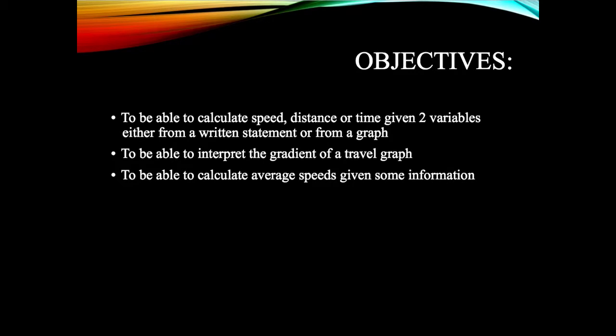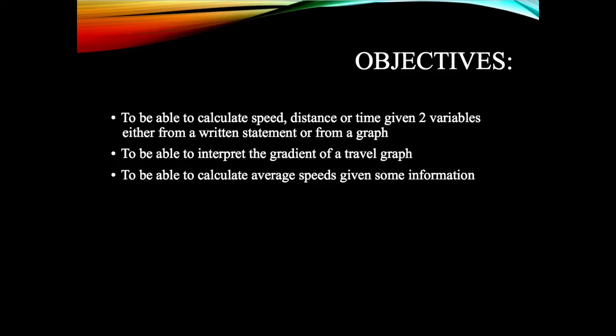In this video what we're going to do is be able to calculate either speed or distance or time if we're given two of the other things. So for example we might be given speed and distance and we have to work out time, or we might be given time and distance and have to work out speed, or we might be given speed and time and have to work out the distance travelled. And this can either be from something that's written down or it could be from a graph.